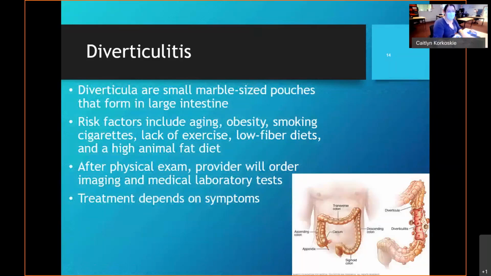A lot of times it's just based off their symptoms. If they still have the symptoms, continue doing the diet, even if it's past the 10-day mark that we suggested or something. But it's not a chronic thing. It's an acute issue.